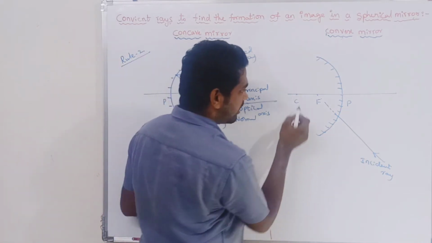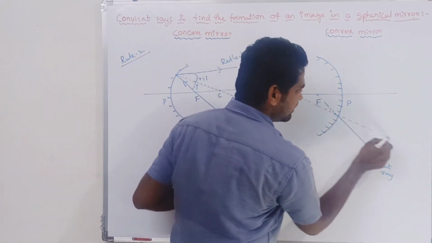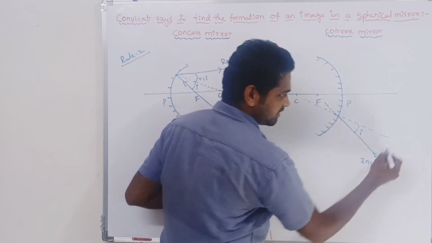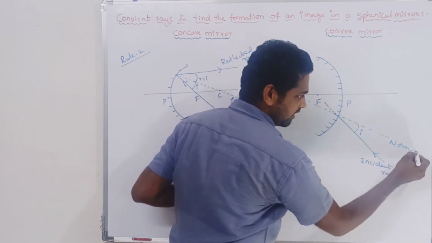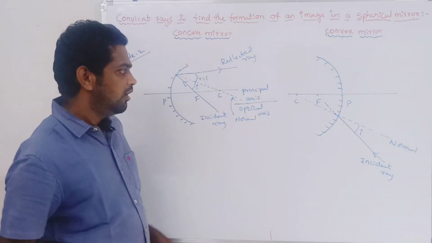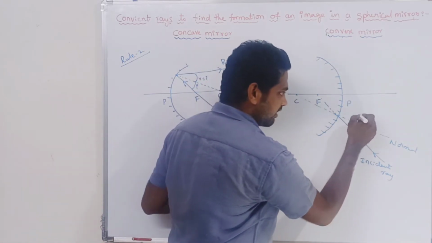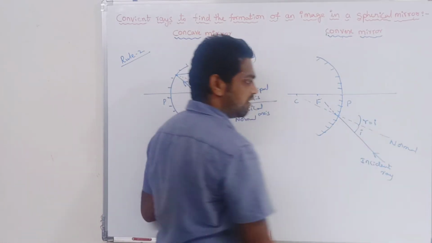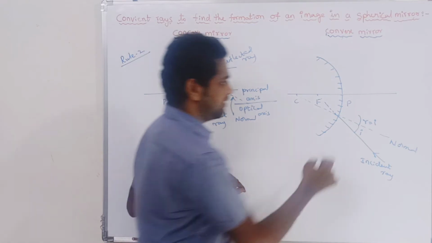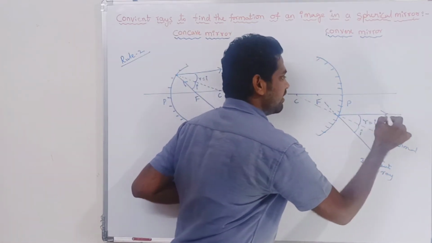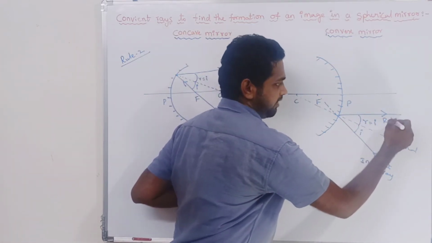Then try to draw the normal here. Here you will get the normal like this. This is my angle of incidence. So this dotted line is the normal. Now if you draw the reflected ray with the angle of reflection equal to the angle of incidence, then definitely the ray will be parallel to the principal axis. This will be my reflected ray.